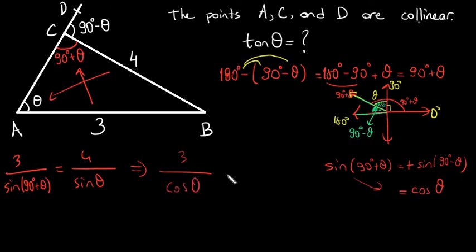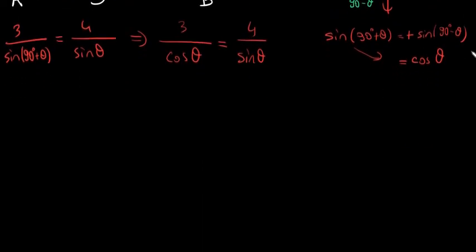Let's write: 3 over cosine of theta is equal to 4 over sine of theta. Alright, so what is the question? The question is tangent of theta, and we know that tangent of theta is equal to sine of theta over cosine of theta. Alright, let's try to find the ratio between sine of theta and cosine of theta. We can actually change the places of cosine of theta and sine of theta, and we can find that sine of theta over cosine of theta is going to be equal to 4 over 3.